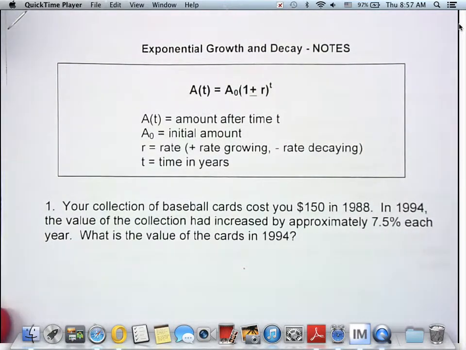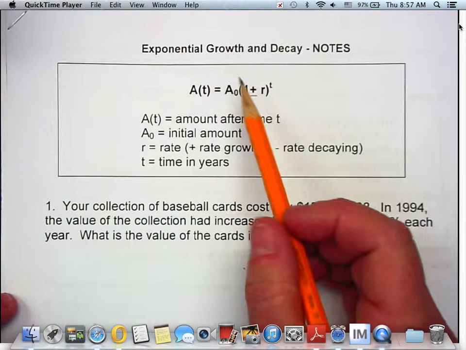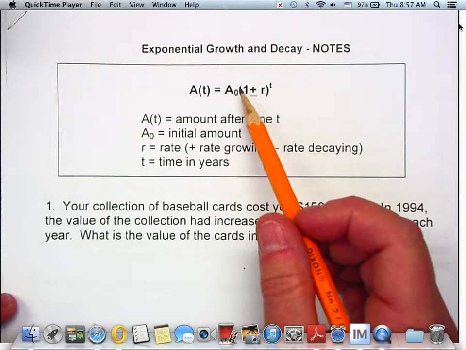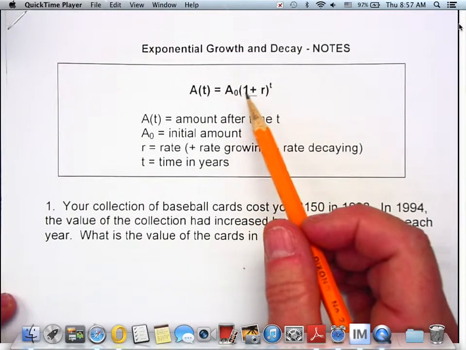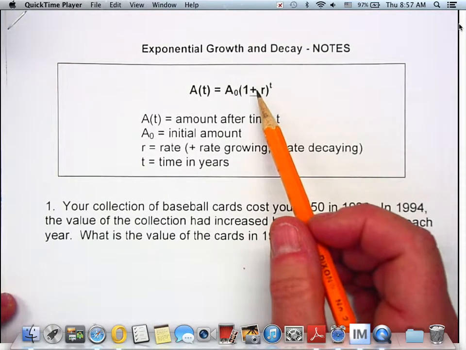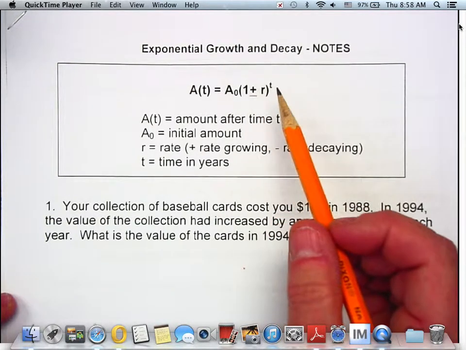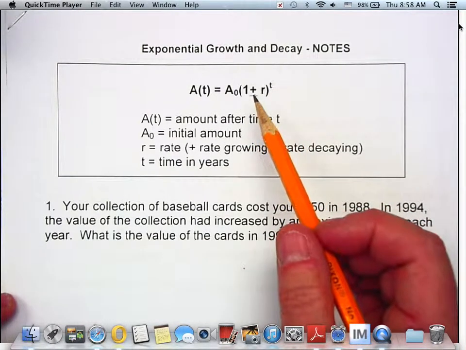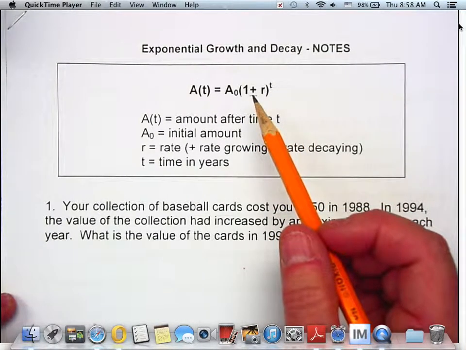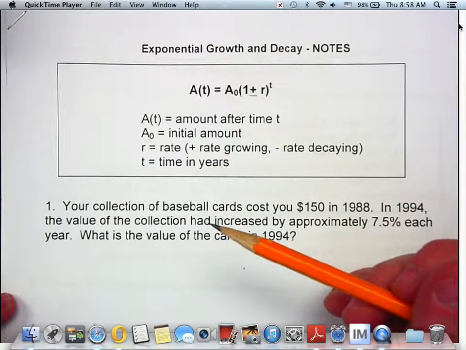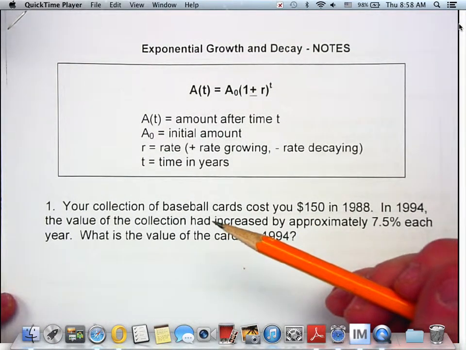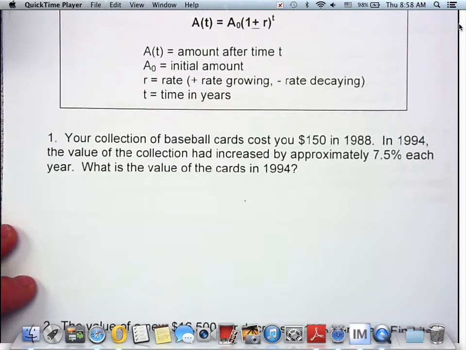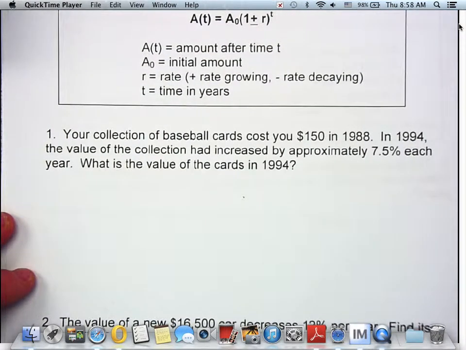We learned how to do these yesterday with this formula. Do you remember what A0 stands for? Initial amount. And the R? Rate. And the T? Time in years. And when do you add the rate to the one? When it's increasing. And when do you subtract? When it's decreasing.